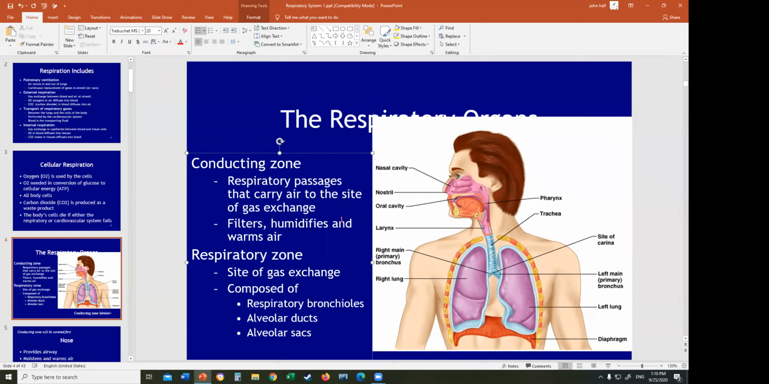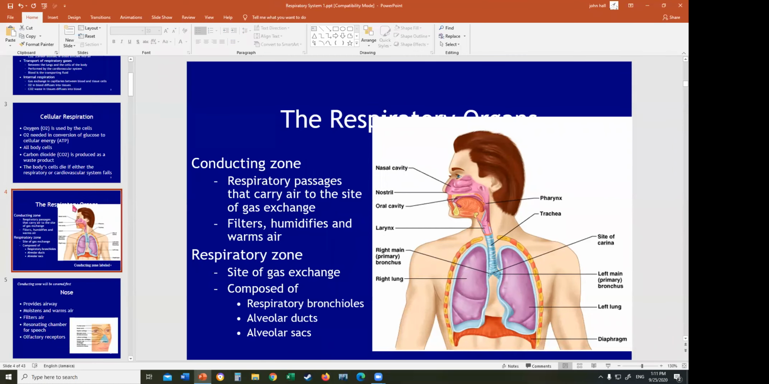Remember, the conducting zone is going to filter, humidify, and warm the air that is coming in. Then when you get to the respiratory zone, this is the site of gas exchange. This is where your oxygen is going into the blood and your carbon dioxide is leaving the blood. So you're looking at the respiratory zone, mainly the respiratory bronchioles, the alveolar ducts, and the alveolar sacs. I'm assuming you all remember the alveolus from C-sec. Those are the air sacs.